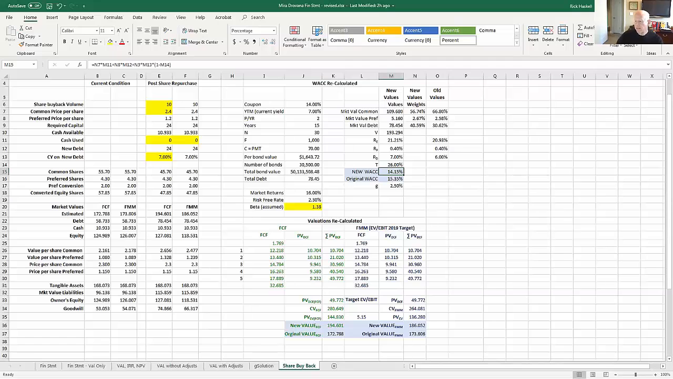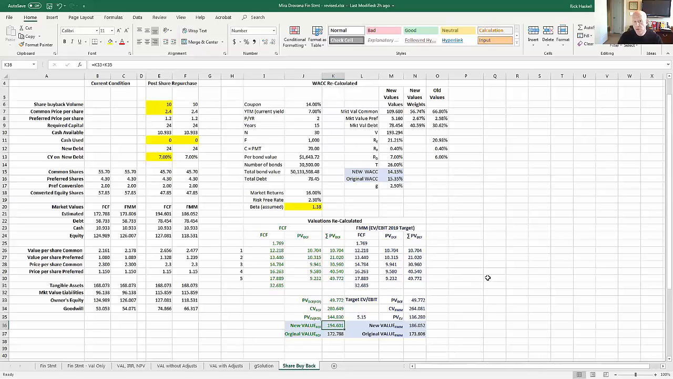So when I did that, it's gone ahead and changed the value of the company again. I was originally at 172.78. I'm now at 194.6. So what's that? $22 million still. And so we've brought about a $22 million overall value change in the company just by buying back some shares and recognizing the rippling effect that that has in some of the other elements of the company's capital construction. So let's keep going here.